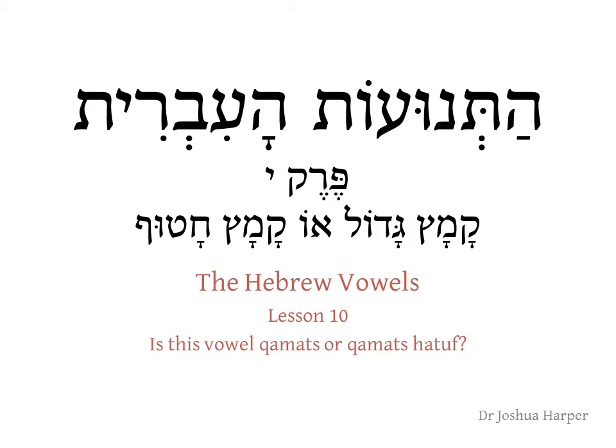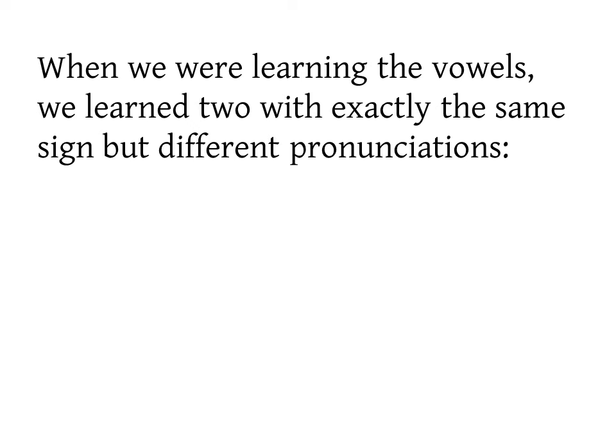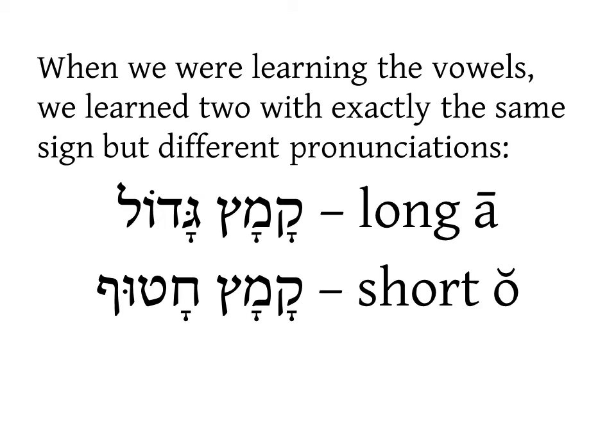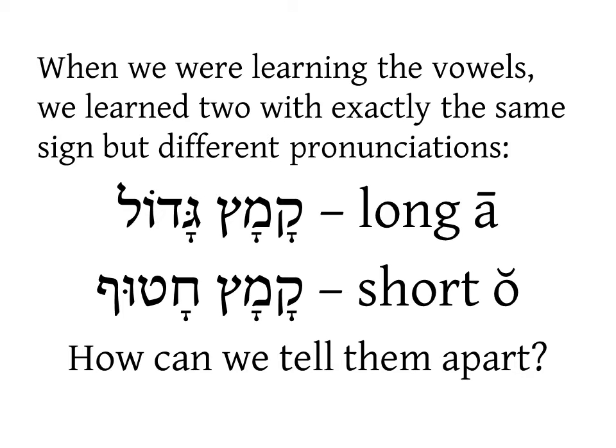The Hebrew Vowels Lesson 10. Is this spelled qamats or qamats hatuf? When we were learning the vowels, we learned two different vowels with exactly the same sign, but different pronunciations. One of them is qamats gadol, a long ah, and the other is qamats hatuf, a short o. How can we tell them apart?